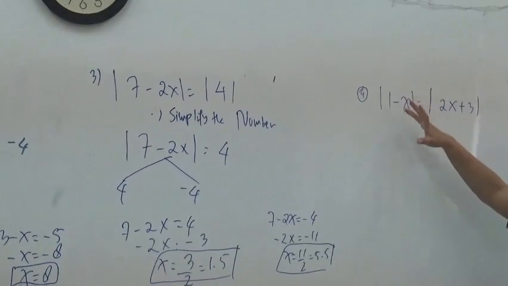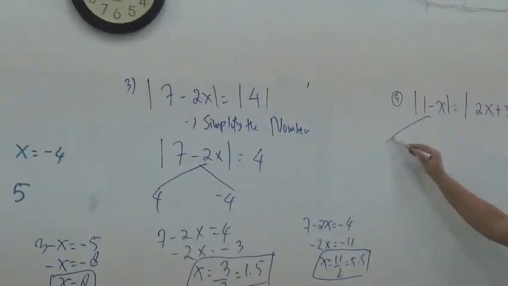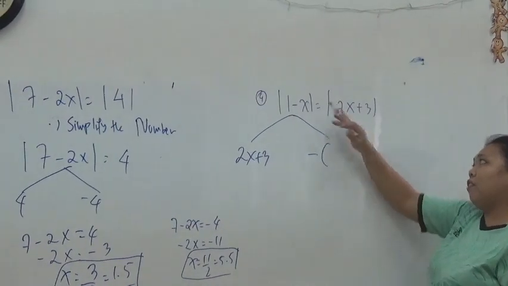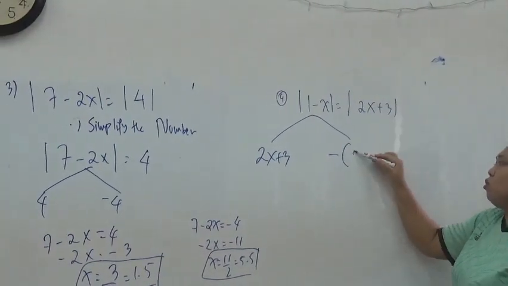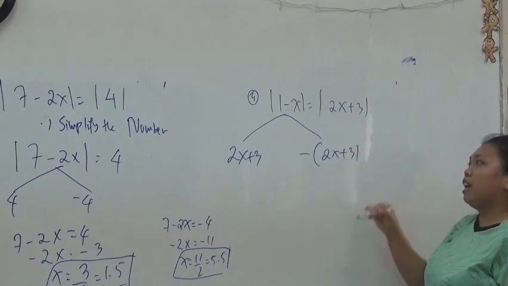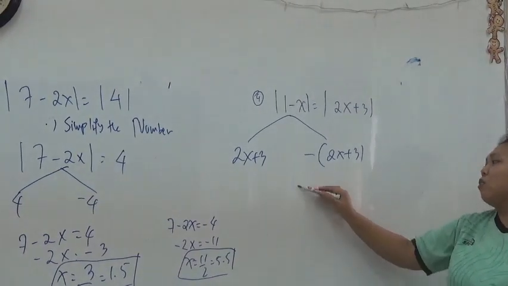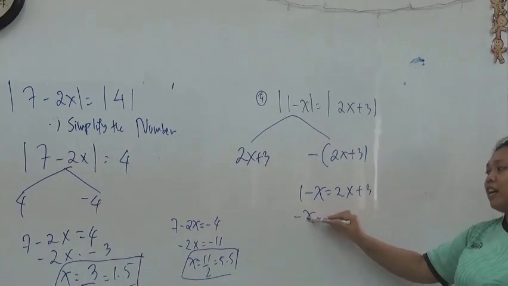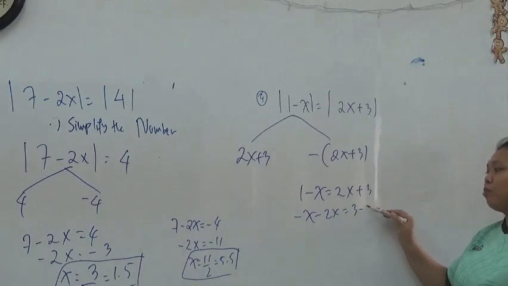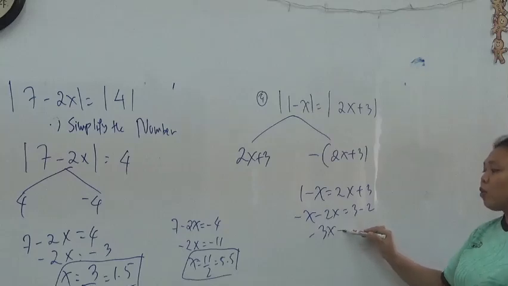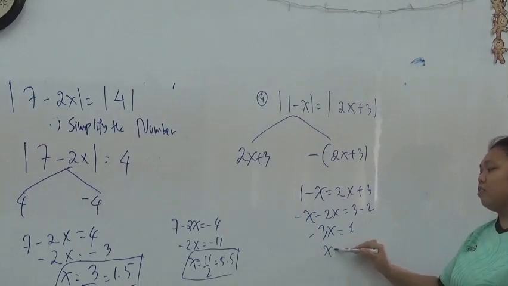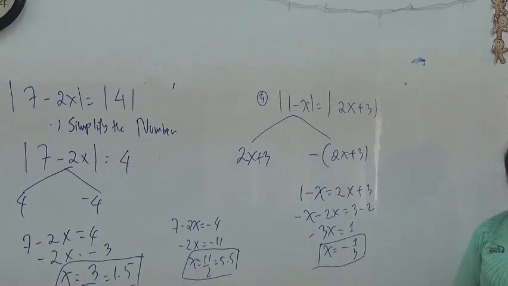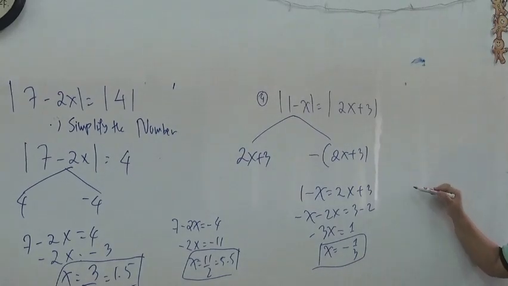The modulus of 1 minus x is either equal to 2x plus 3, or the negative of the one inside here, 2x plus 3. Then you do it one by one. 1 minus x equals 2x plus 3. Minus x minus 2x equals 3 minus 1. Minus 3x equals 2... x equals negative 1 out of 3. And then you label it. The second possible value is 1.